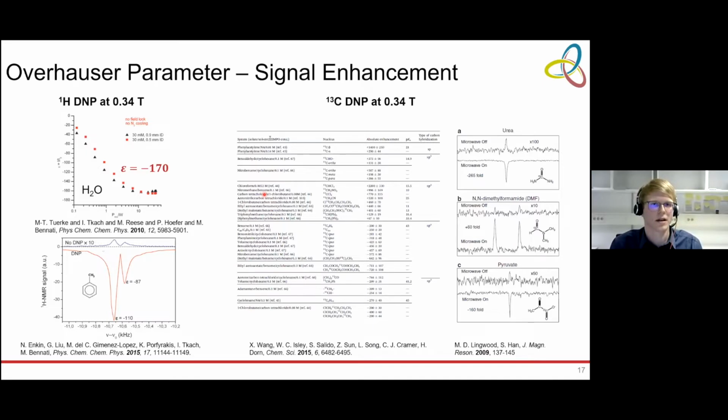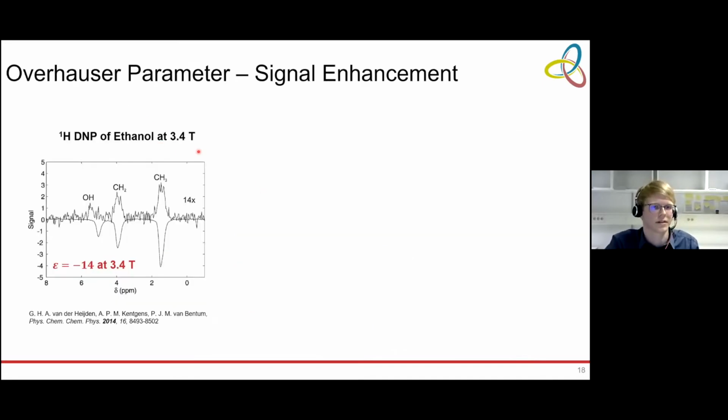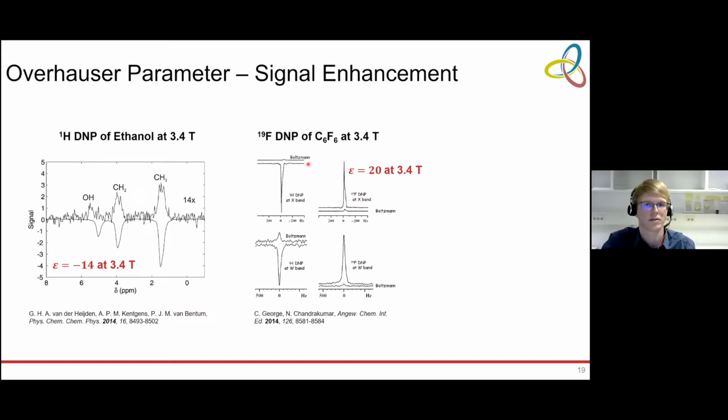If we now go on to a bit higher magnetic field, we can look at 3.4 Tesla, which is W band in EPR terms. We can see that for ethanol, we can still get an enhancement of a factor of roughly 14. This was from the group in Nijmegen, I think by Arno Kentgens. We can also measure fluorine, 19F. The interesting part about fluorine is that the signal enhancement remains rather constant. If we go from X band to W band, it doesn't matter too much. We still have an enhancement of roughly 20.